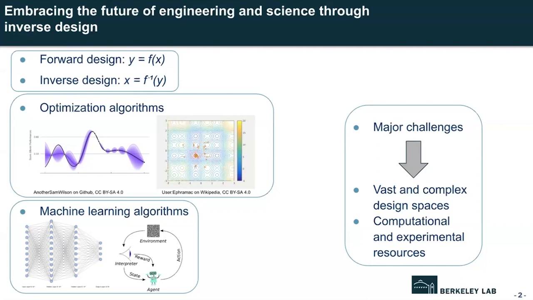We can use optimization algorithms for this. They can help us navigate through these vast and usually complex design spaces, as our major challenges here indicate. We can also use machine learning algorithms, which have a major benefit of being reusable within the same design space. Thus, ultimately, we can save on computational and/or experimental resources.